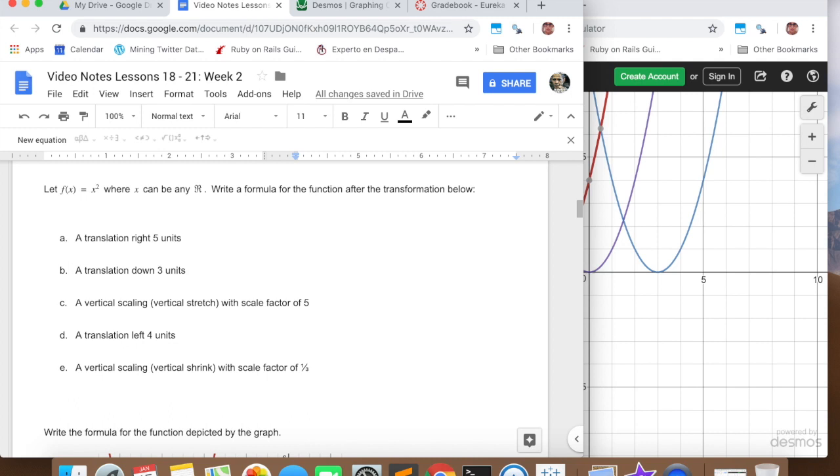Now let's go ahead and move on, because the whole point of this is for you to be able to do these translations and transformations on your own and write the formula for those transformations. Go ahead and pause the video and try to give these a go and see if you know what that formula might look like after these transformations, A through E. This is not a multiple choice question. There's actually A, B, C, D, E, 5 problems.